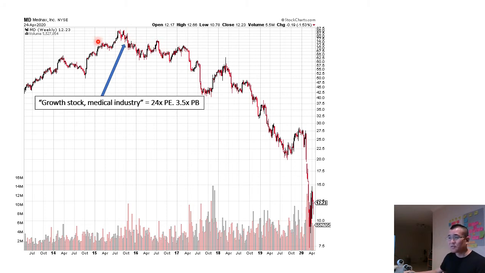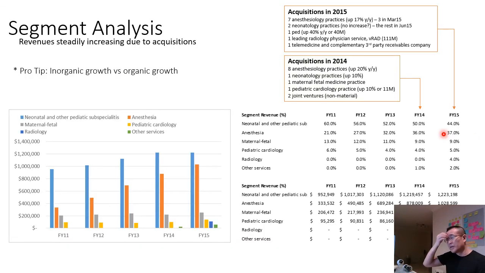At this point in time, the market was saying, "Wow, it's a medical growth stock, a growth stock in the medical industry. 24 times PE. It's trading at 3.5 times book value." Well, on the surface, it doesn't seem out of the ordinary, right? Oh, growth stock, 25 times PE, reasonable. 3.5 times book, well, that's not that bad, right? Well, sometimes when you look into the book value, you see something different. In order to make sense of this, you actually do need to know the story. So you have to do your due diligence, and that's what I did. So I'm going to just summarize all these slides. Basically, this company grew by acquisition.